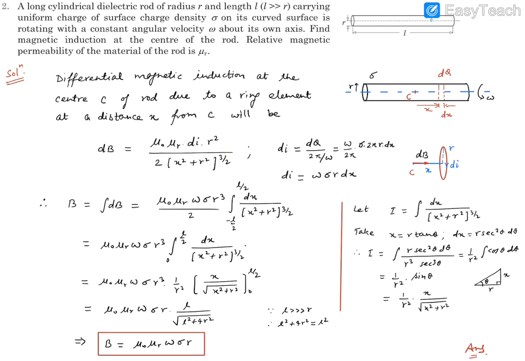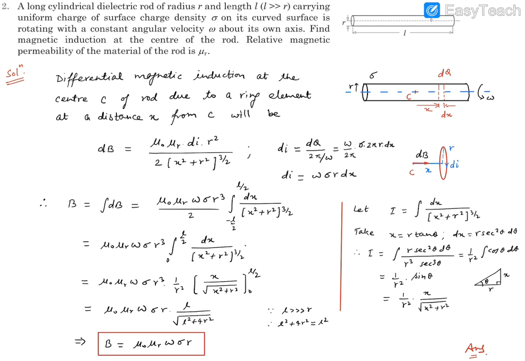Now di has to be settled. di is dq divided by the time period, which is 2 pi by omega, so it becomes omega by 2 pi into dq. Now dq is the charge distribution sigma into the differential area, and the differential area is 2 pi r, that is the periphery, into dx, that is the width. Further simplification leads to di as omega sigma r dx.